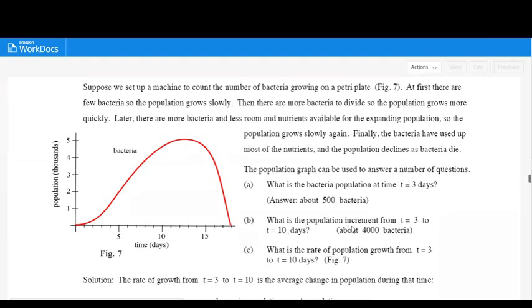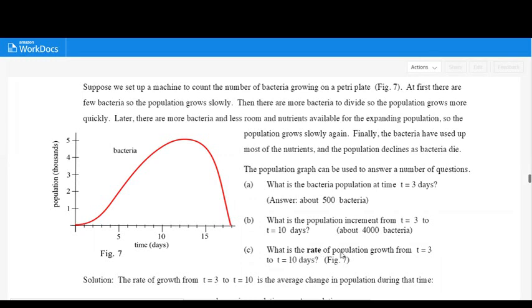And then, what is a population increment from t equals to 3 to t equals to 10 days? So, tignan natin yung sa 10 days kasi alam natin yung sa 3 days is 500. Kung sa 10 days naman, so dito siya. So, this is here, 4,500. So, 4,500 minus 500 na nasa after 3 days. So, you'll get 4,000 bacteria. About 4,000 bacteria.